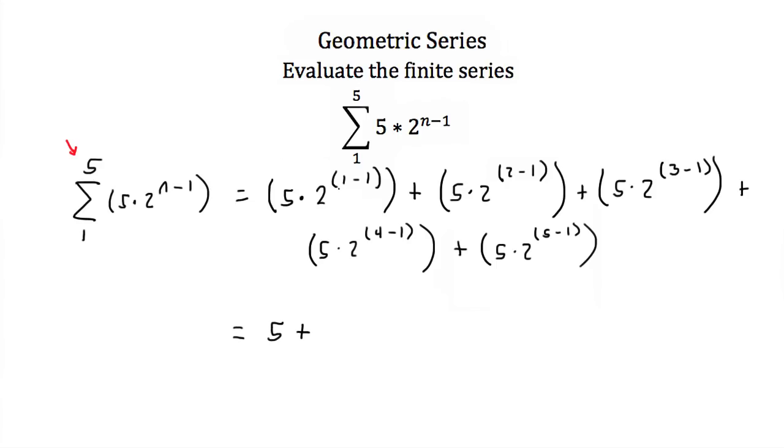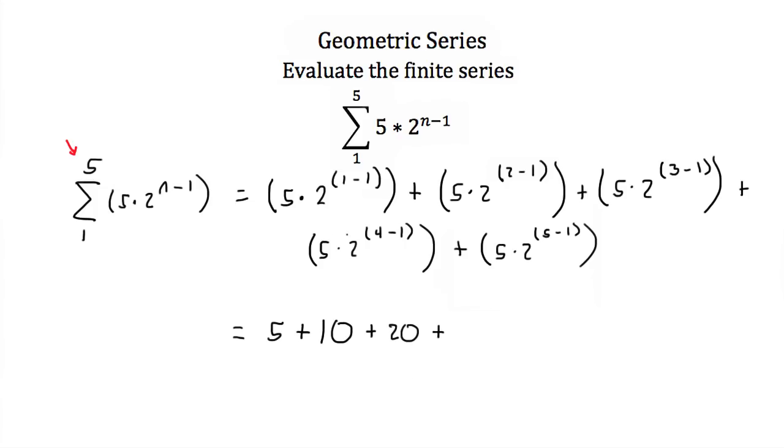So we add that to 2 to the 2 minus 1 power. 2 minus 1 is 1. 2 to the first power is just 2. And 2 times 5 is 10. We're going to add that to our third term, which is 5 times 2 to the 3 minus 1 power. 3 minus 1 is 2, so 2 to the second power is 2 squared, which is 4. 4 times 5 is 20.